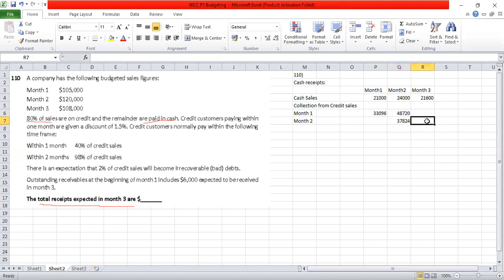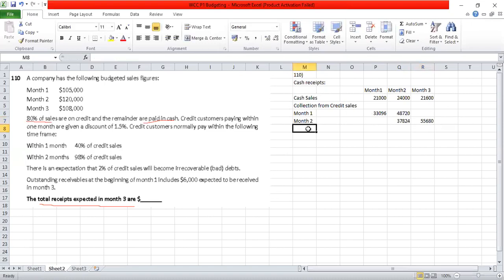Then comes the balance of it, which is equal to 120,000 into the credit portion of 80%. Of the 80%, 60% should be paying in the next month, but out of that 2% is bad debt. So only 58% of that will be paid in the third month.